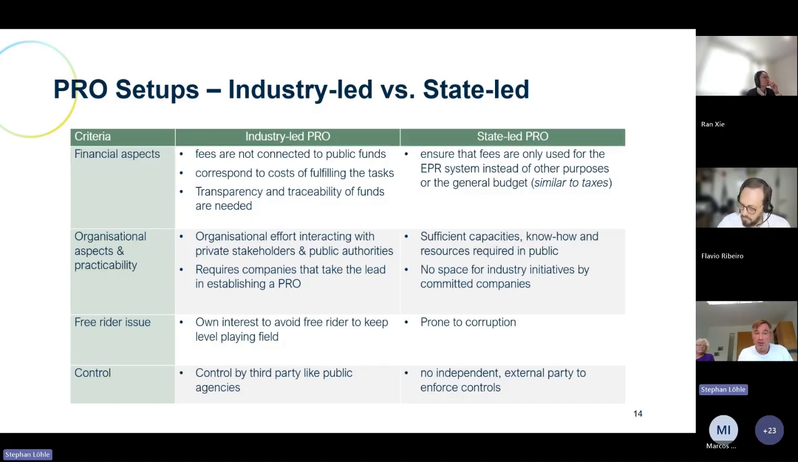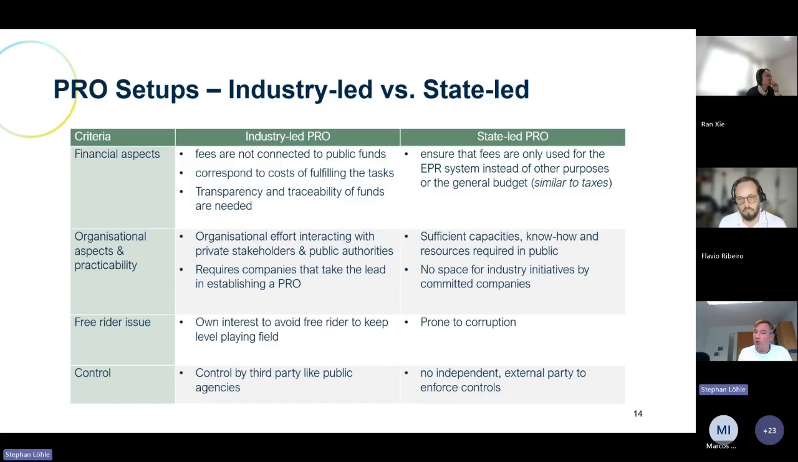This has one specific advantage: the fees are not connected to any public funds, so they can administer and collect them for the one and only purpose, running the EPR system, while we might have the risk in a state-led PRO that these financial contributions trickle to other aspects as well. It is also the fact that all organizing efforts lie with the private industry and not mainly with the governmental or state-led part. The governmental part is still important in overseeing and evaluating the private industry's performance, but they are not taking over the main task of organizing or receiving funds. The free rider issue is also easier to handle in an industry-led PRO.